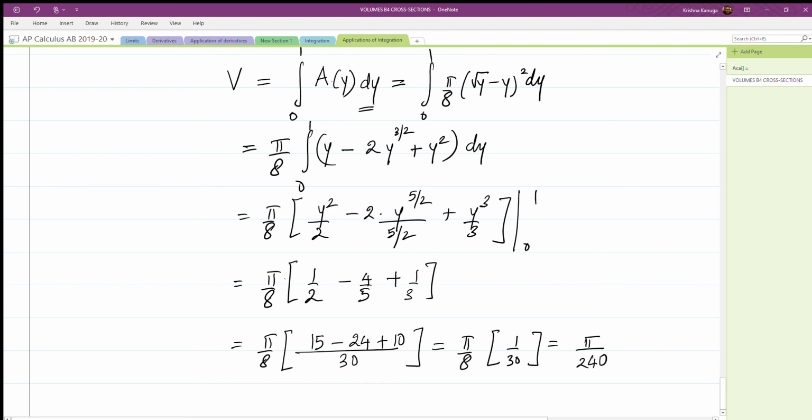Hopefully that clarifies this process for finding volumes given cross sections either perpendicular to the x-axis or perpendicular to the y-axis. All right.